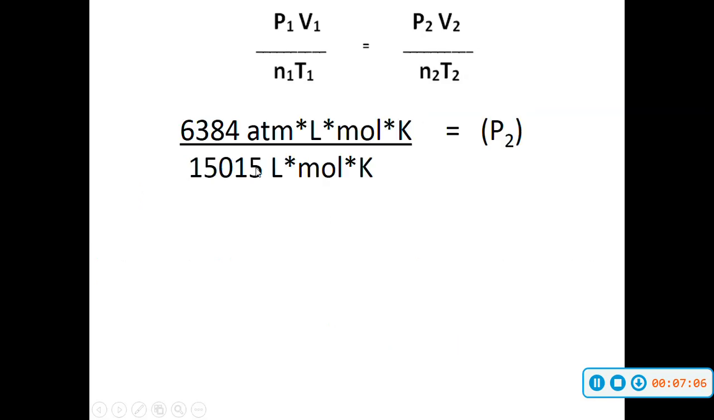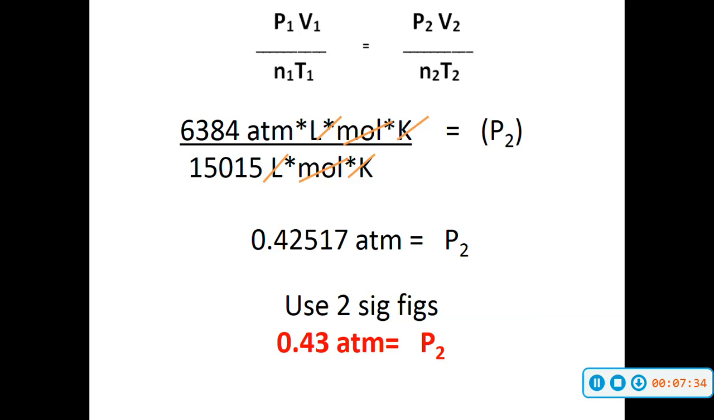When you divide those two values, this is where your units cancel out. Liters cancels liters, and moles and Kelvin cancel each other. The only unit we have left is atmospheres, which is our unit for pressure. Dividing those two numbers, we get 0.42517 atmospheres. Looking at the number of significant figures, our final answer should be 0.43 atm. And that's our final pressure.